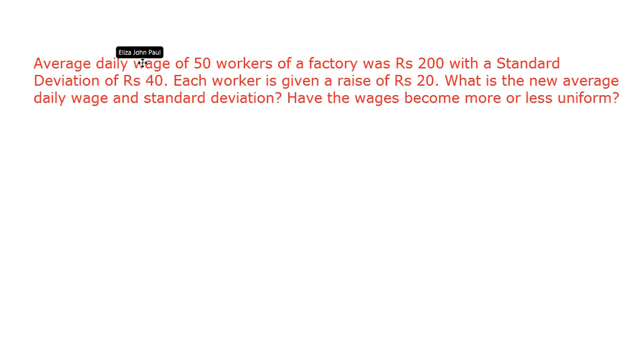So the average daily wage of 50 workers of a factory was rupees 200, with a standard deviation of rupees 40. Each worker is given a raise of rupees 20. What is the new average daily wage and standard deviation? Have the wages become more or less uniform? Okay, so this is what we are going to discuss now.